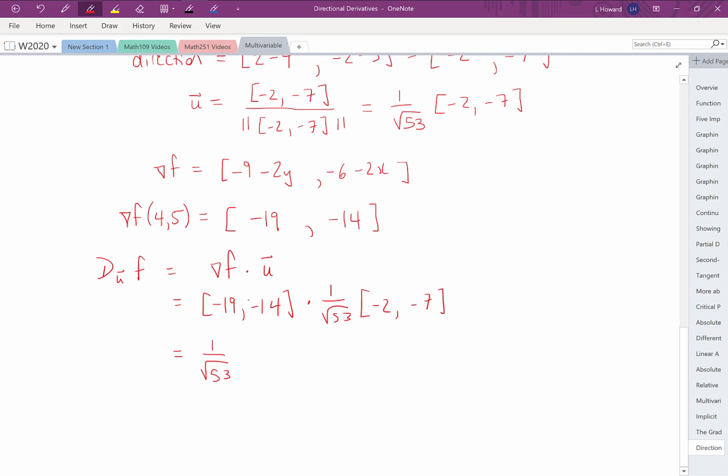So we're going -19 times -2 plus -14 times -7. That gives us 136, so I'm just going to write that number on top. So 136 over root 53. You could rationalize that if you want. I tend to just leave it like that.